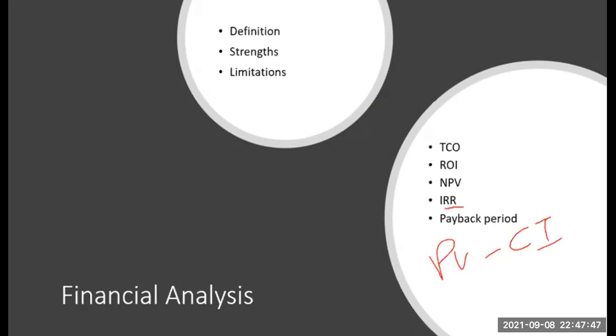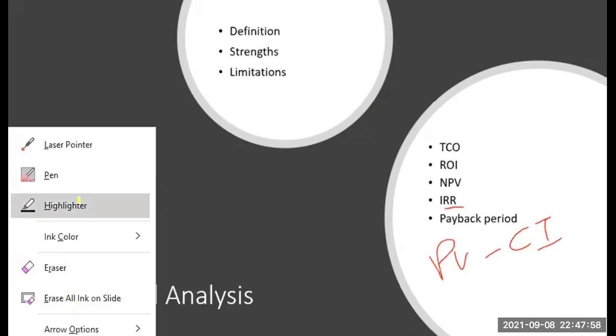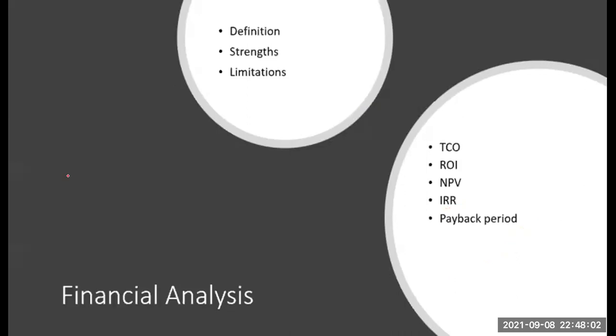Okay, so that's the IRR. IRR has a formula, something like this. I'll share you a list of all the formulas, so you don't need to make a note of it. When the time comes, you can just refer to that spreadsheet to calculate.